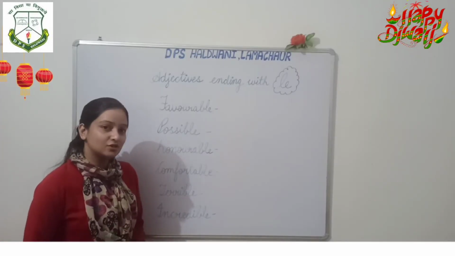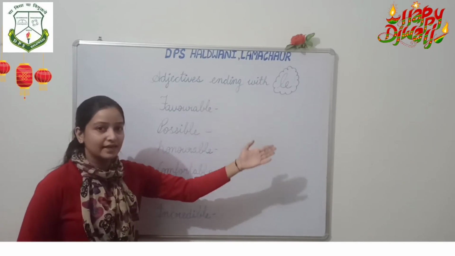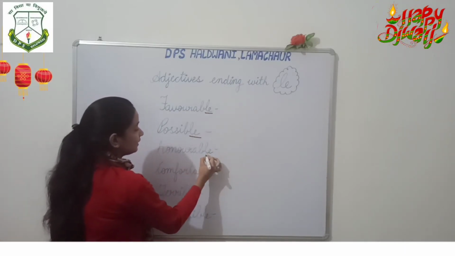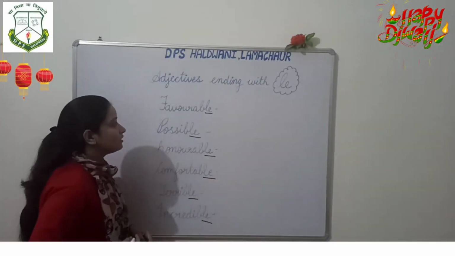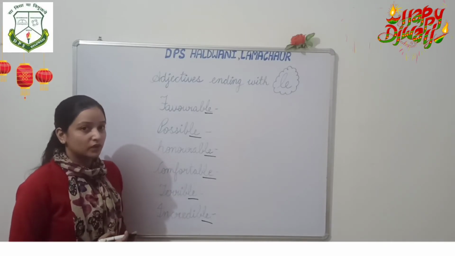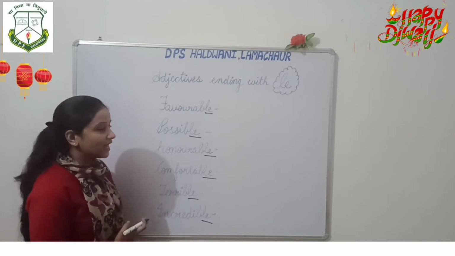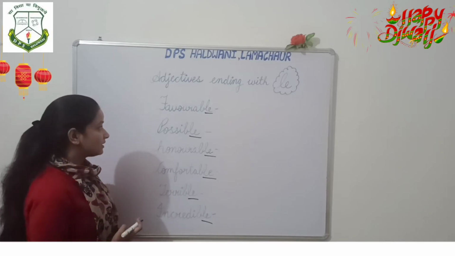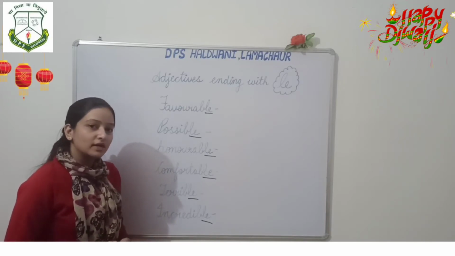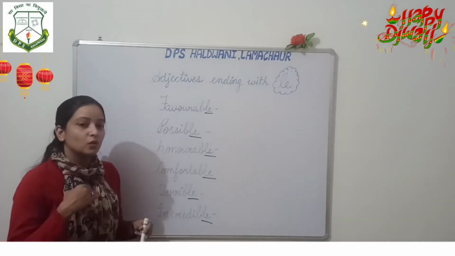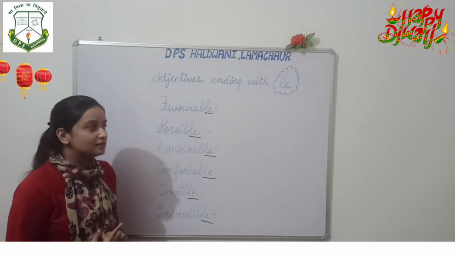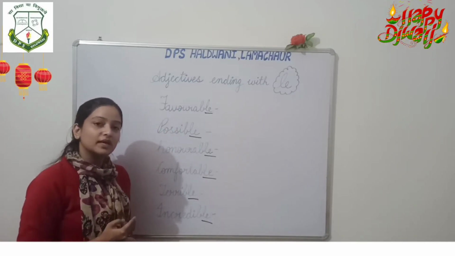Dear kids, now the next rule, adjectives ending with L-E. So here we have some adjectives ending with L-E. Okay, so what we do when the adjectives end with L-E? Whenever the adjectives end with L-E, first we check the syllables of the words. See here, all these adjectives are formed by more than one syllable. You can see favorable. So when you say favorable, your jaw drops more than one time. It means that this particular word has more than one syllable.